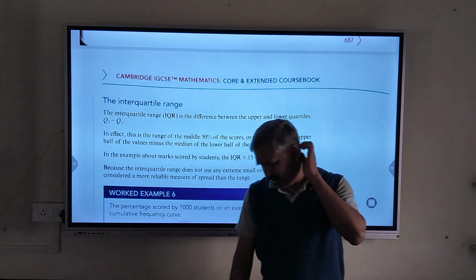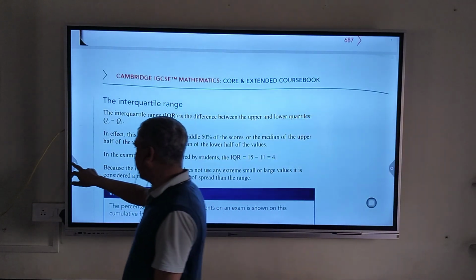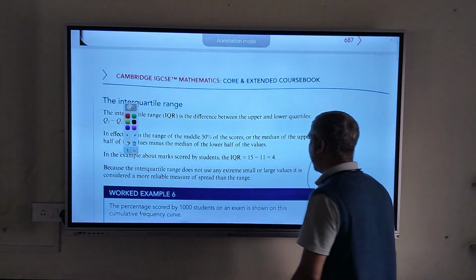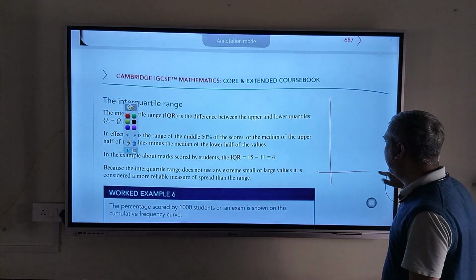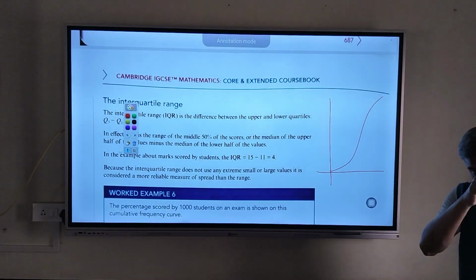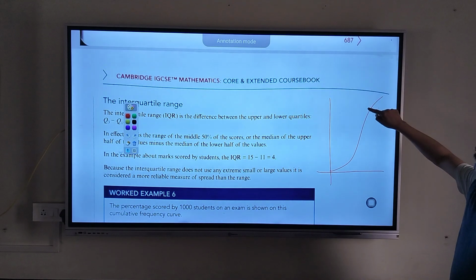Interquartile range is one of the important parameters, because what can happen is, if you are talking about some kind of data, please pay attention to this now. I will show you a diagram for this. This is what our cumulative frequency graph will look like. It is possible that some of these values might be too high.